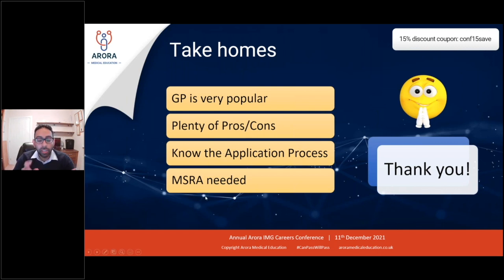And remember, with MSRA, dual-based approach, knowledge, technique, those 2 things need to be looked at together for you to maximize your chance, because it is a very competitive process, because GP is very popular and because lots and lots of people apply.